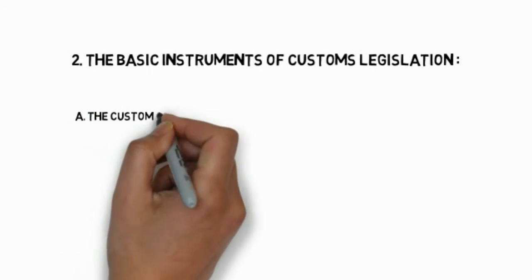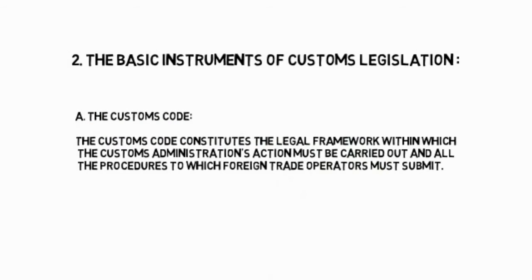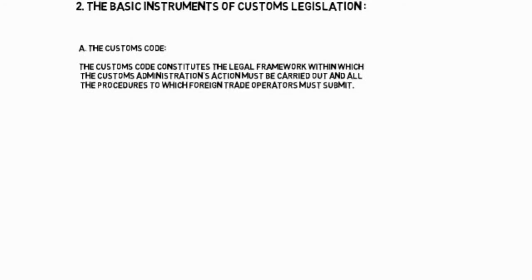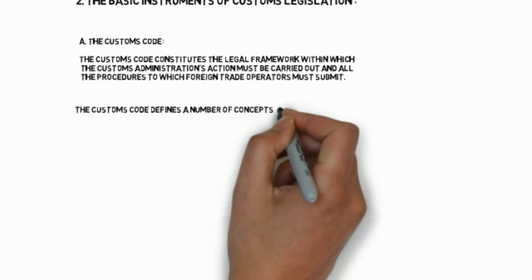2. The basic instruments of customs legislation. The basic instruments of customs legislation are the Customs Code and the Customs Tariff. A. The Customs Code. The Customs Code constitutes the legal framework within which the Customs Administration's action must be carried out, and all the procedures and formalities to which foreign trade operators must submit.